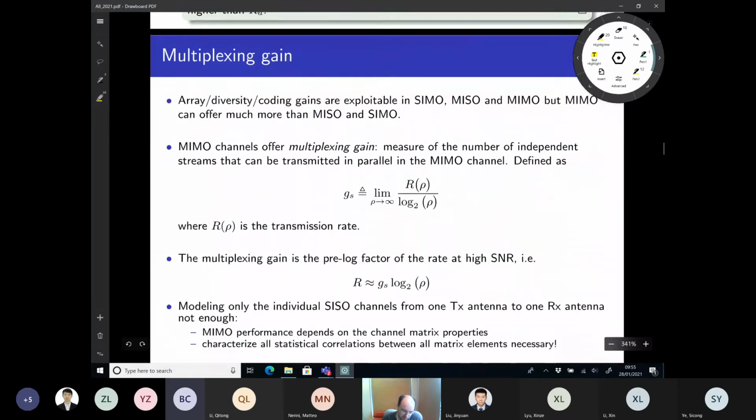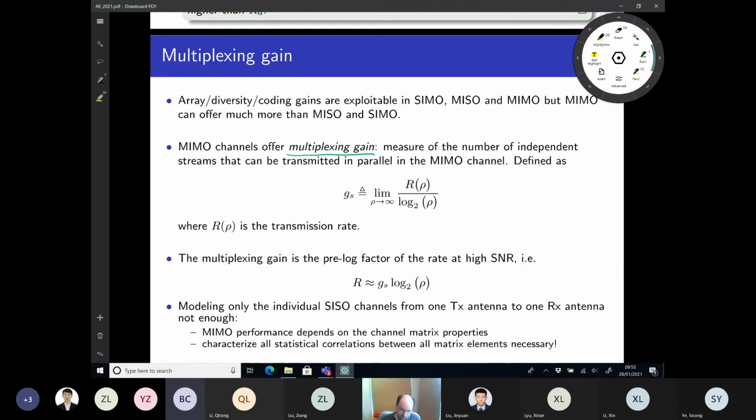Right, so this is the notion of multiplexing gain that I mentioned already a bit. So we have array gain, diversity gain, we're going to have the coding gain as well, we'll see this. Those are quantities of benefit that you see in SIMO, MISO, and MIMO as well. So you still have the diversity gain, the array gain, the coding gain in the MIMO case. But additionally, you have what I mentioned earlier on, the multiplexing gain. And this is the ability to transmit multiple independent, interference-free streams in these MIMO channels.